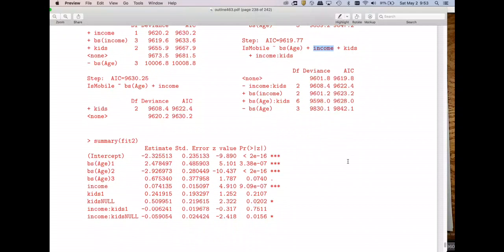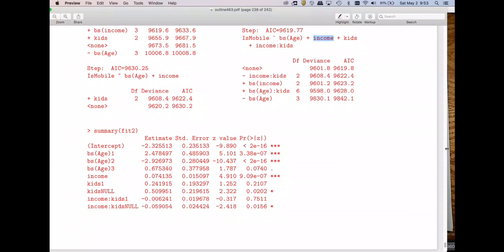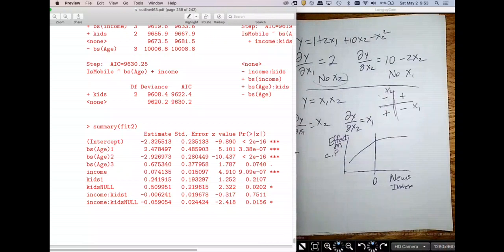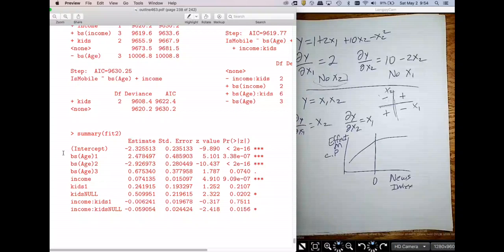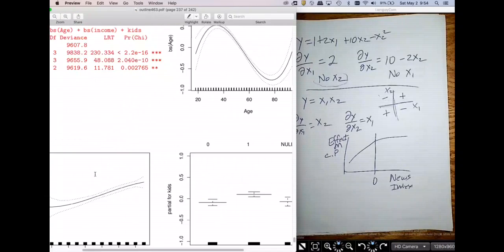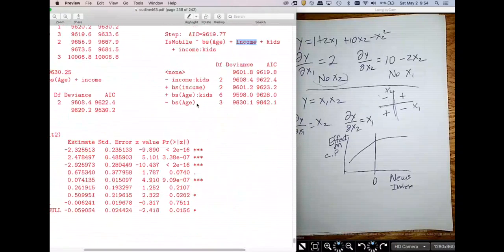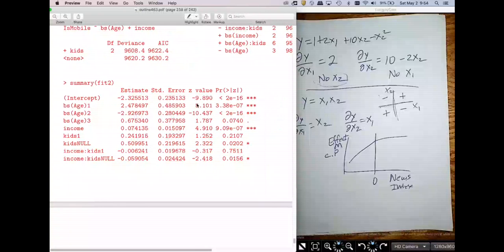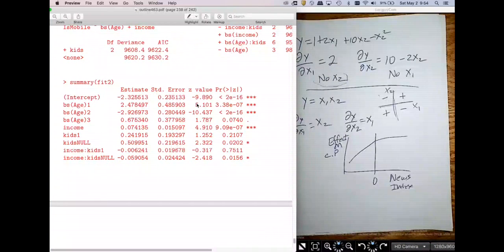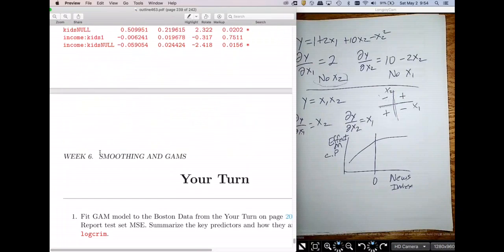So another thing we could do then is to try to interpret this model. So we could use the plot.gam command to examine the effect of age, and chances are that age effect is going to look just like what we saw before. So I'm not going to bother showing that here. What would be a good exercise, and I'm going to put this in the your turn, is to interpret the interaction for income and kids. So that'll be part of the your turns for this week.